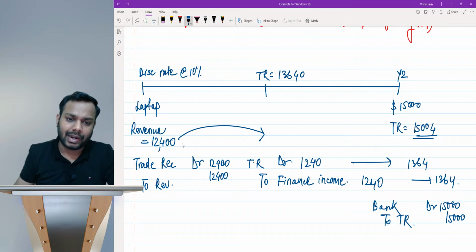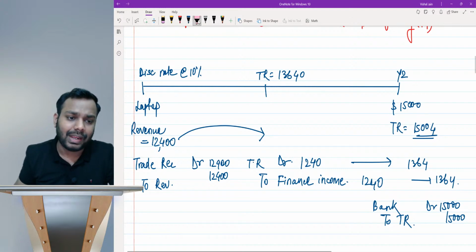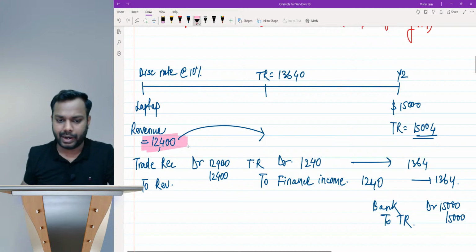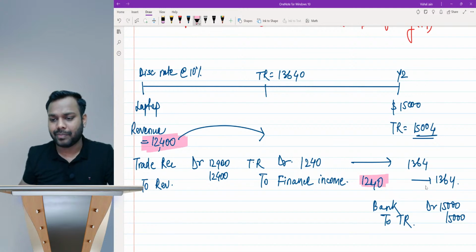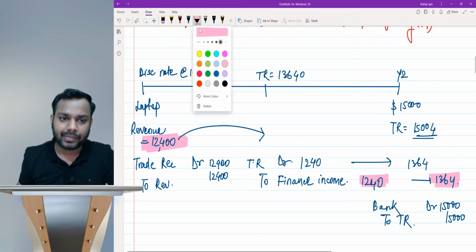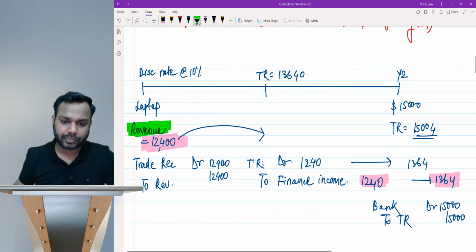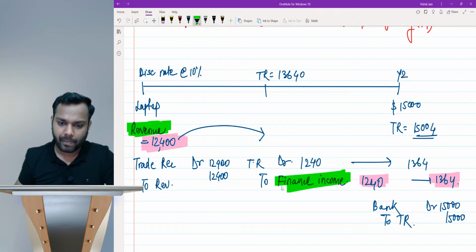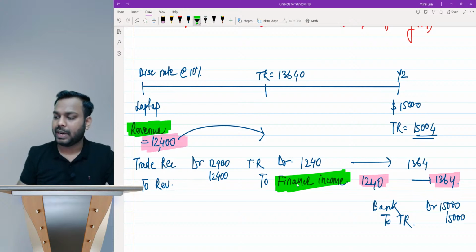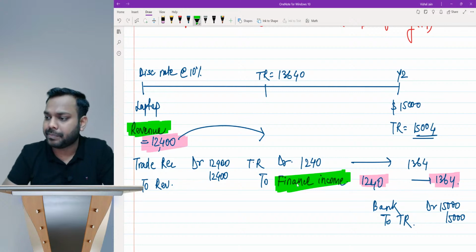So you must understand your revenue is not 15,000, but your revenue is only 12,400. The rest is your finance income. Is that clear, guys? Is that clear to all? The significant financing component.